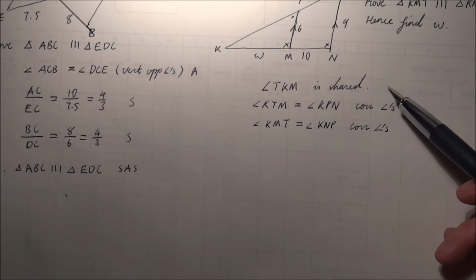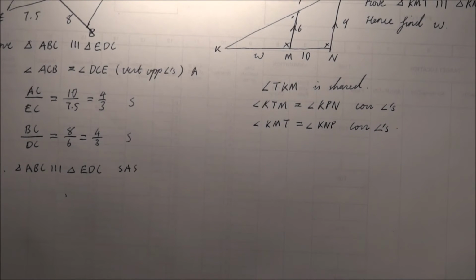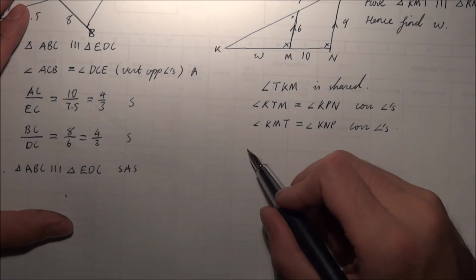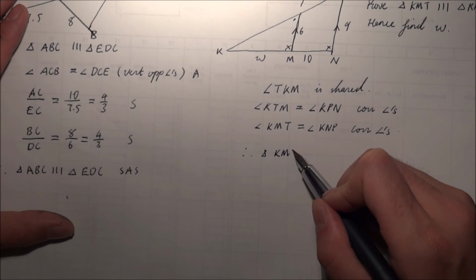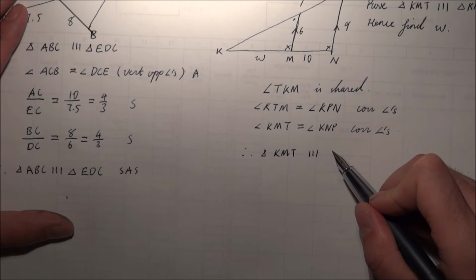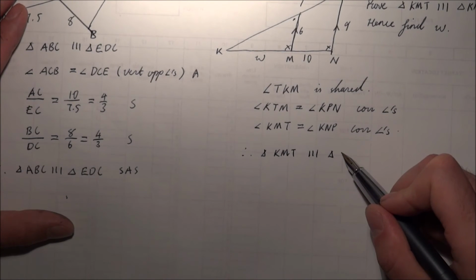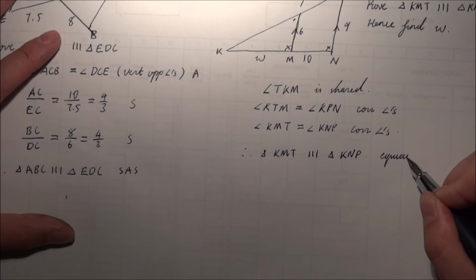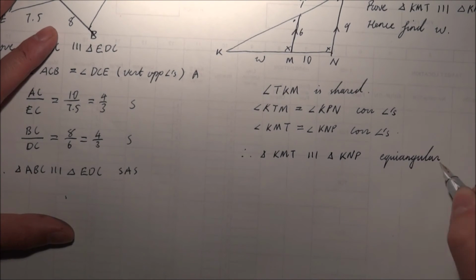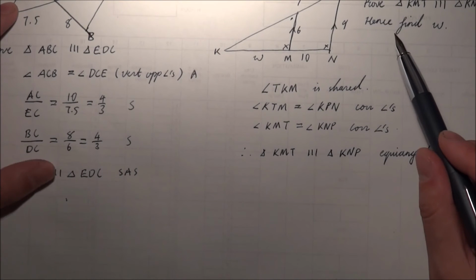In fact, the reality is you only need any two of them, because in triangles, the angle sum is 180. So if you find two angles, we are guaranteed to find the third. So to prove the triangles are similar, you only need two angles at any time. So you choose any two of these and you just say triangle KMT is similar to triangle KNP because they are equiangular.